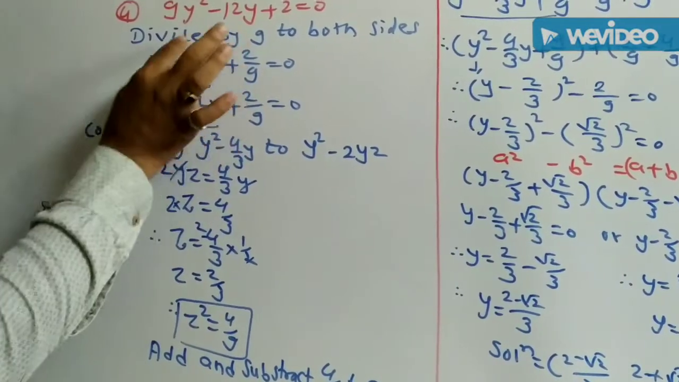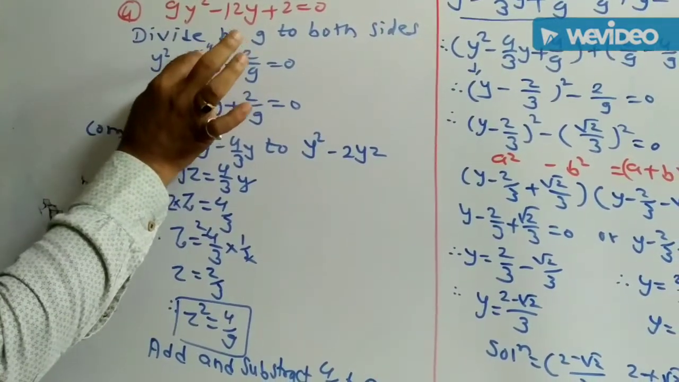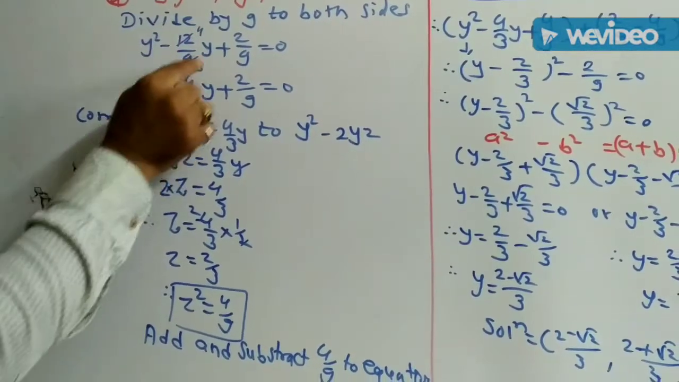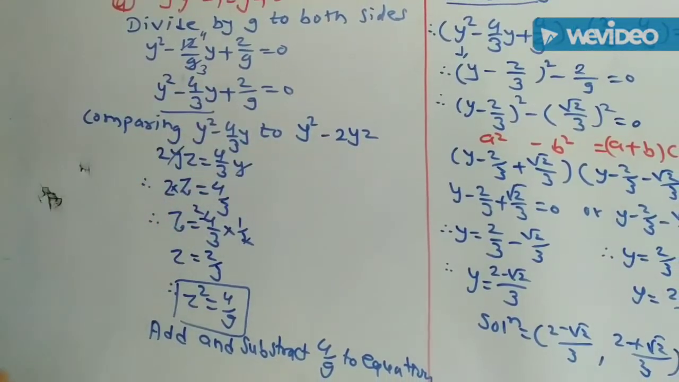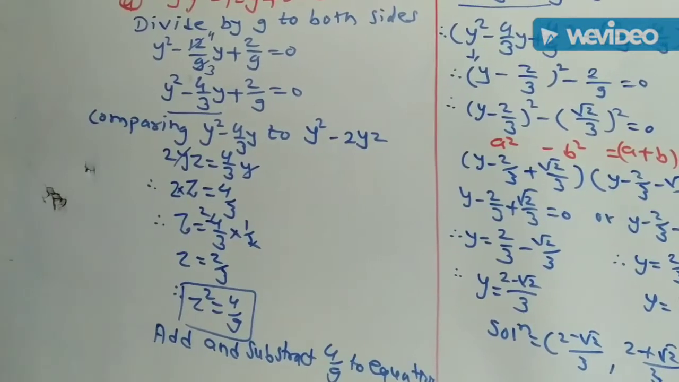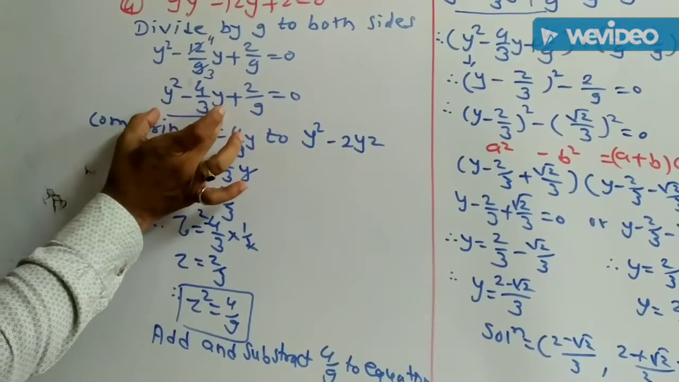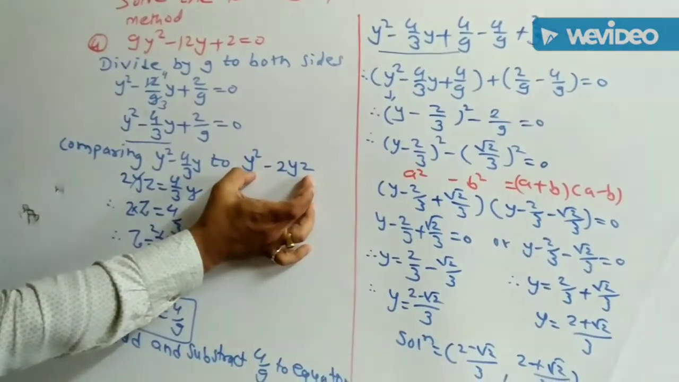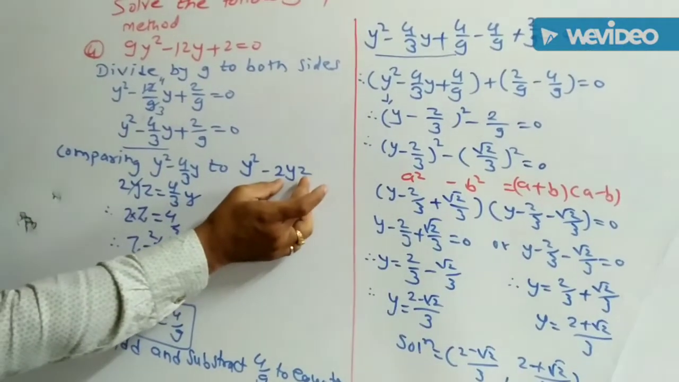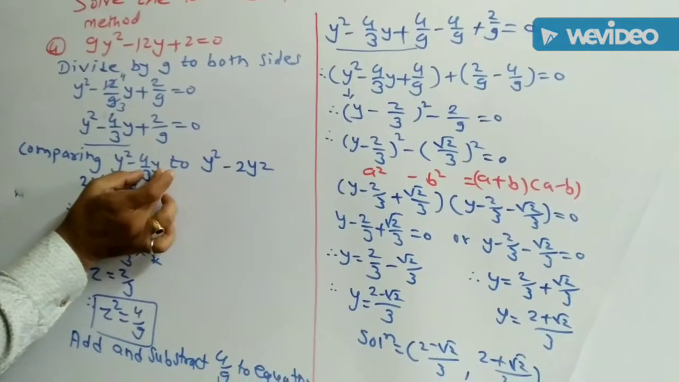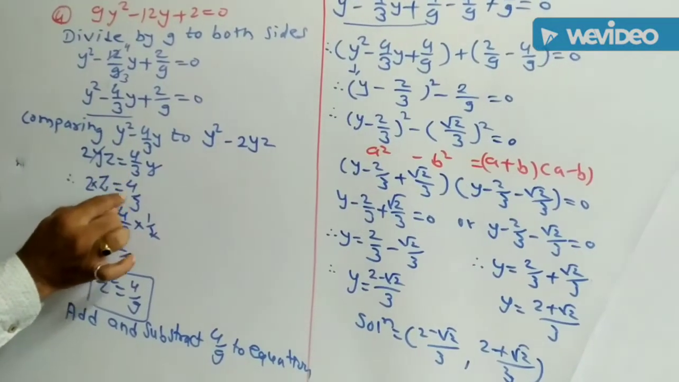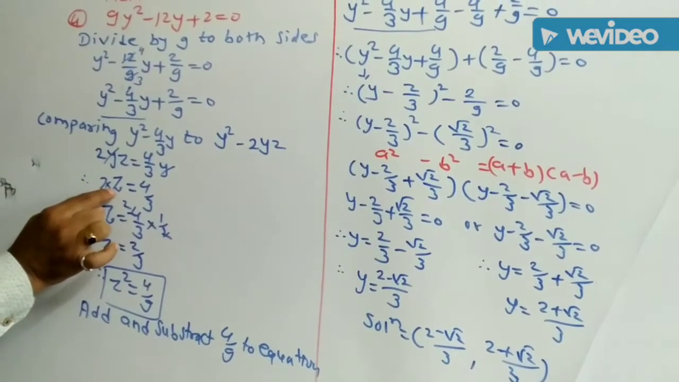This 12 upon 9 is a multiple of 3, therefore divide by 3, we get 4 upon 3. Therefore y square minus 4 upon 3y plus 2 upon 9 is equal to 0. Now to find the third term, compare the first two terms of the LHS with y square minus 2yz. The second term 2yz is equal to 4 upon 3y. y gets cancelled, 2z is equal to 4 upon 3. Now we find the third term, that is z.